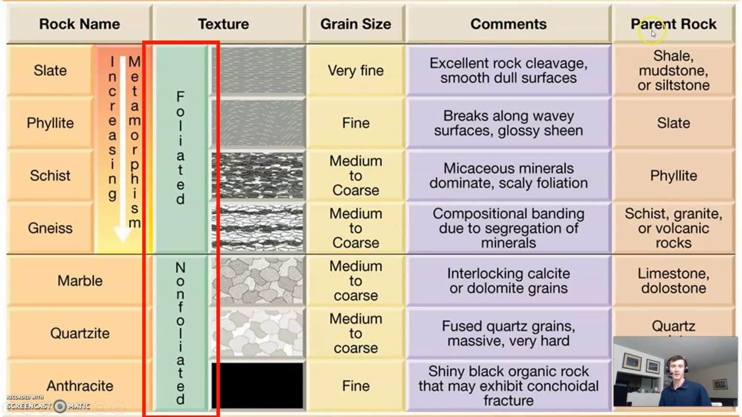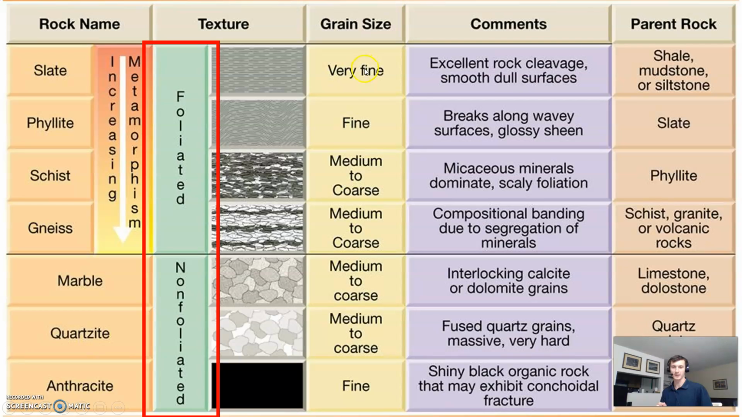So we start with a parent rock like shale or siltstone, and we apply a little bit of metamorphism and turn it into slate. And then that one is actually the parent rock, which with more metamorphism turns into phyllite, which then turns into schist as we cook it more and more, all the way up to gneiss.